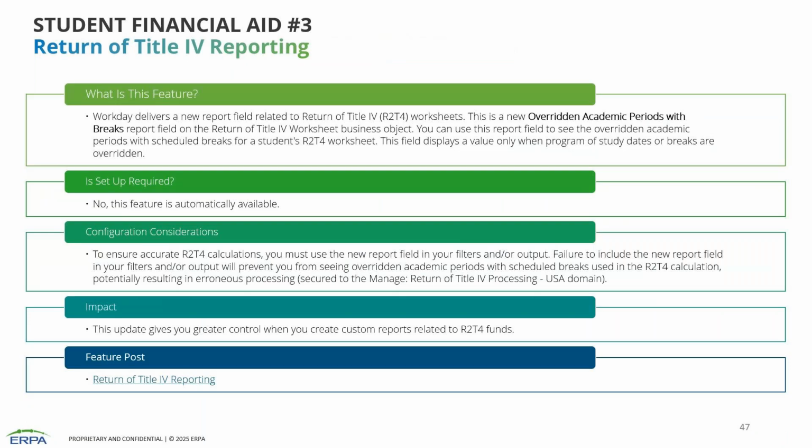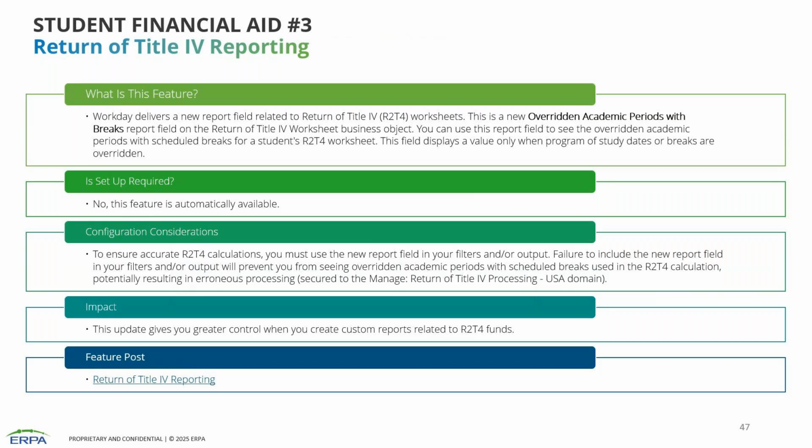And moving on to our return of Title IV features. So here's what this is. A new overridden academic period with breaks report field has been added to our Return of Title IV worksheet business object. How it works is this field's going to show any overridden academic periods, giving you greater visibility on which periods may have overrides, and reducing potential errors in reporting.